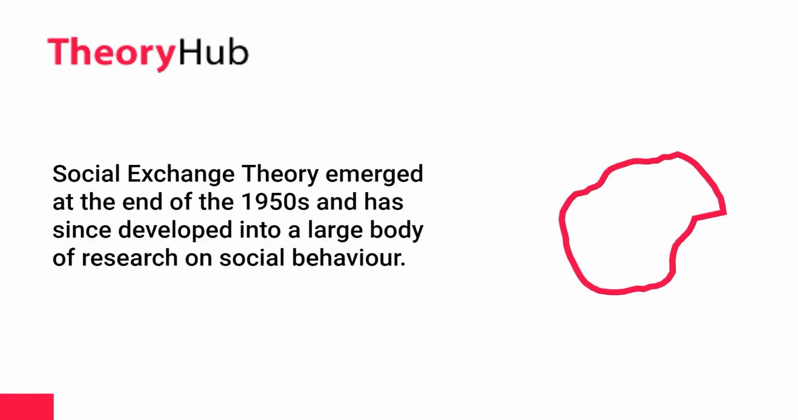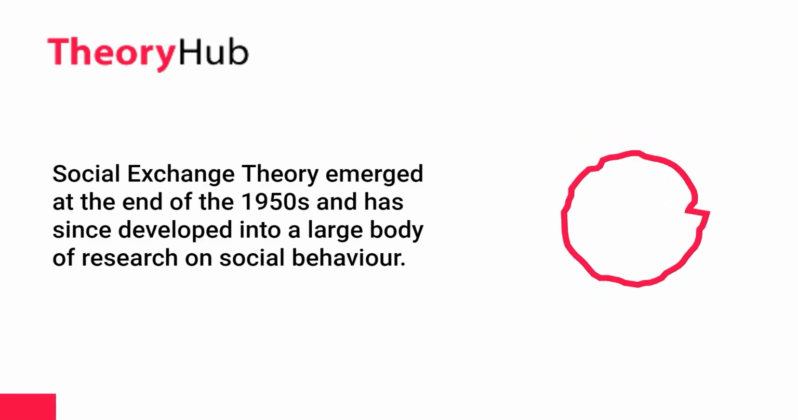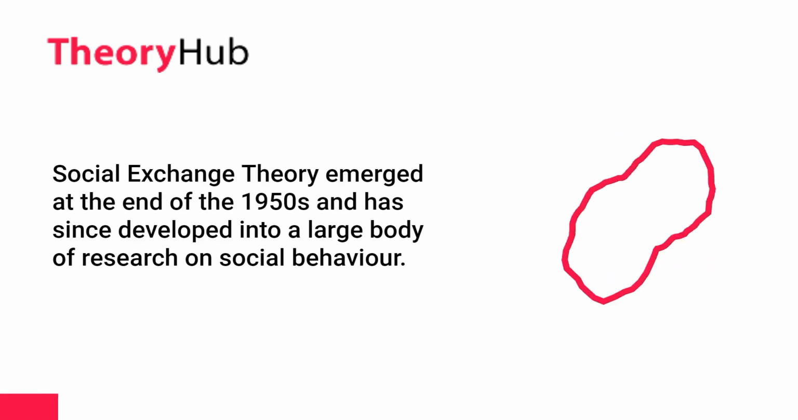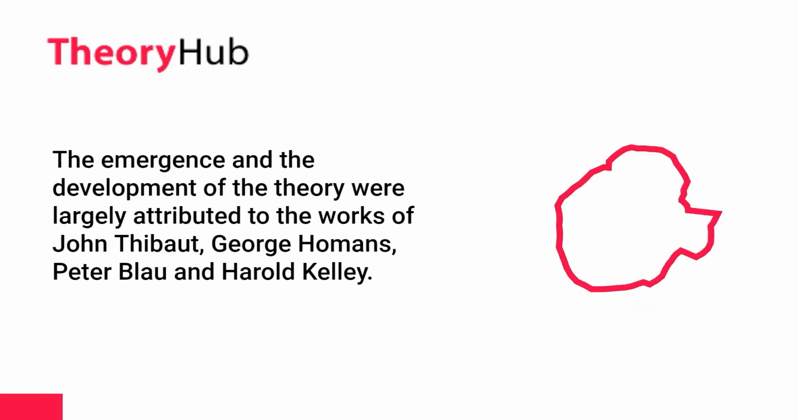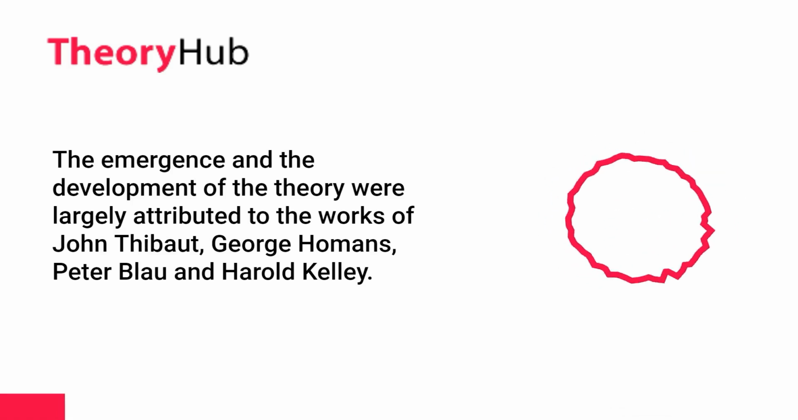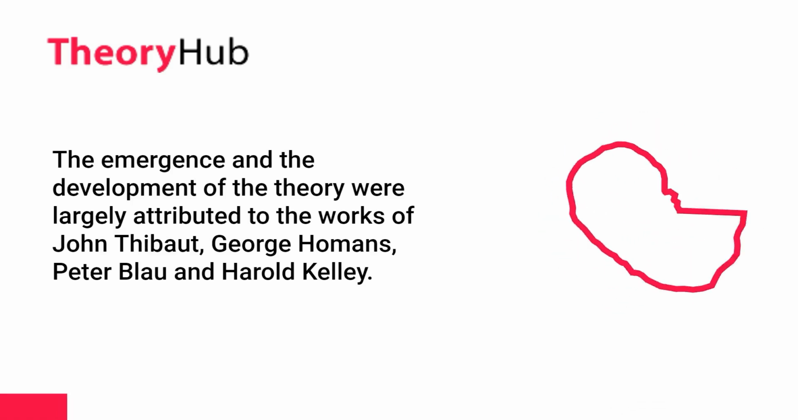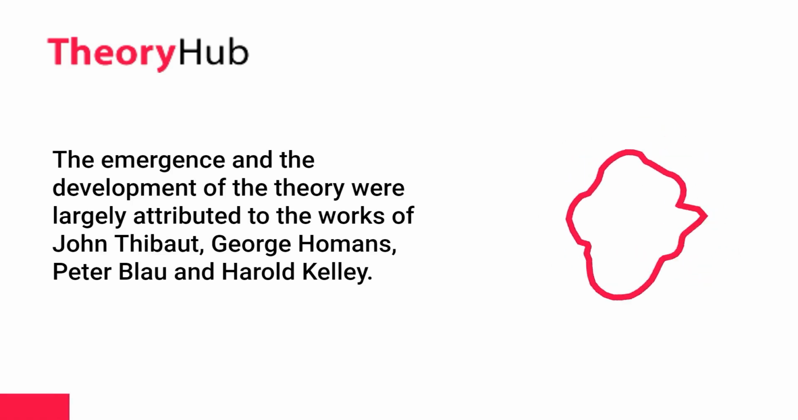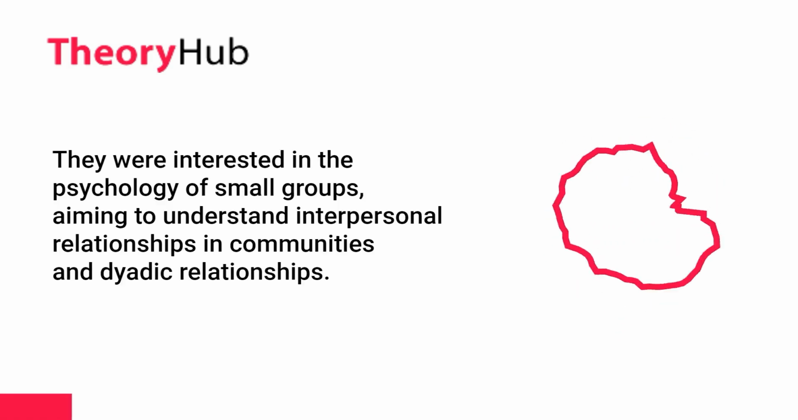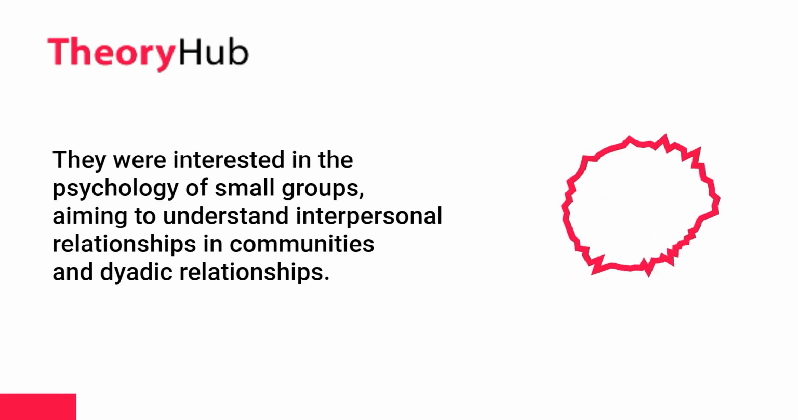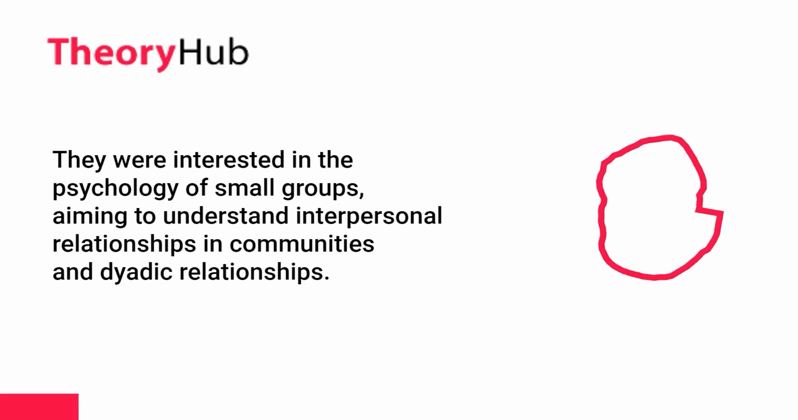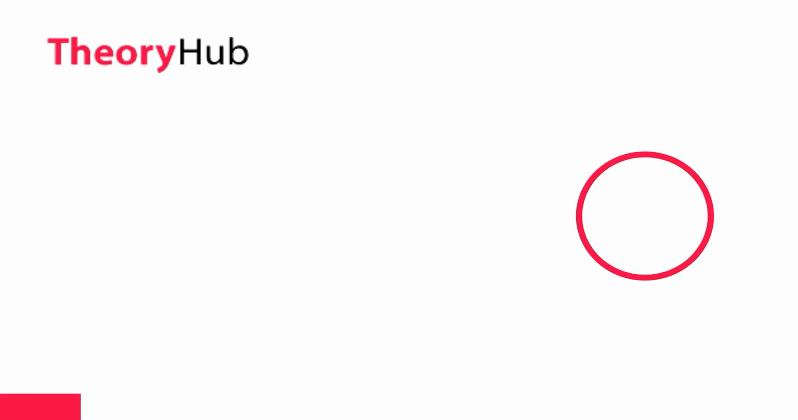Social exchange theory emerged at the end of the 1950s and has since developed into a large body of research on social behavior. The emergence and the development of the theory were largely attributed to the works of John Thibaut, George Homans, Peter Blau, and Harold Kelley. They were interested in the psychology of small groups, aiming to understand interpersonal relationships in communities and dyadic relationships.